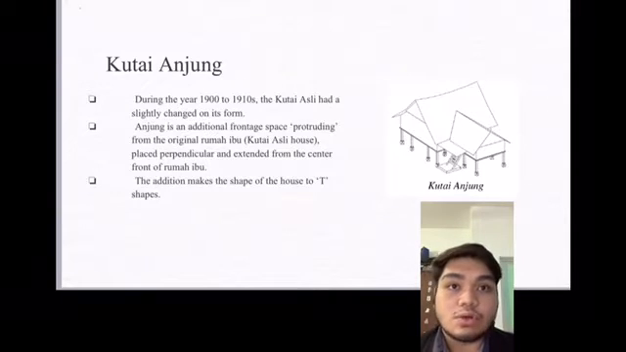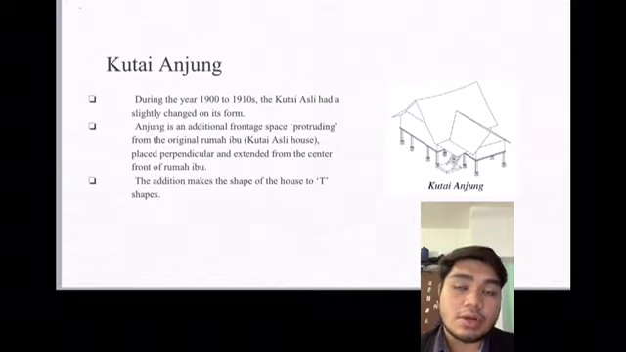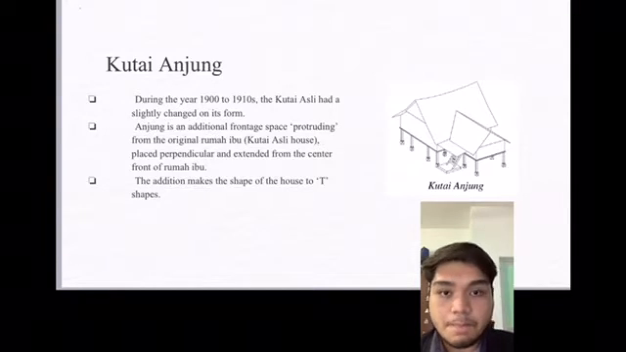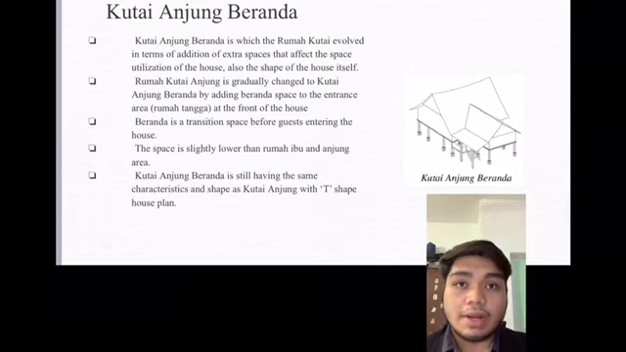From the studied components through form, constructive components and decorative elements, evolution took place in the development of the Kutai Anjung house. Although the progress is gradual, the implication towards the originality of Kutai Asli has moved from using its materiality and rationality. The last one is Kutai Anjung Beranda.